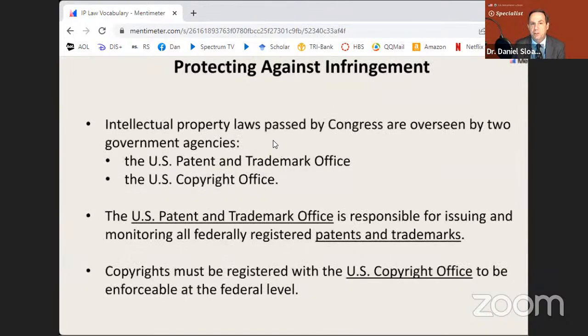Some more citations. Intellectual property laws passed by Congress are overseen by two government agencies. I mentioned this before, but it's the U.S. Patent and Trademark Office and the U.S. Copyright Office. The U.S. Patent and Trademark Office is responsible for issuing and monitoring all federally registered patents and trademarks, while copyrights must be registered with the U.S. Copyright Office to be enforceable at the federal level.